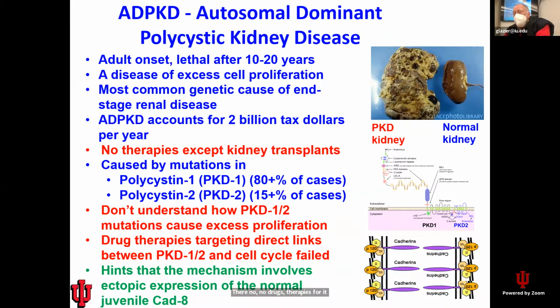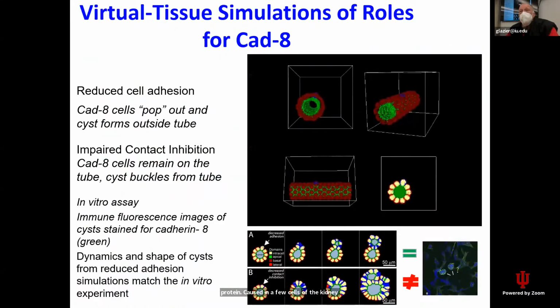There are no drugs or therapies for it. What was not understood was how the mutation led to the cystic phenotype. The mutation is well understood. If you have that mutation, you're almost certainly going to get the disease. If you don't have that mutation, the probability of getting the disease is less than 1 in a million. But the mutation in the cilia didn't seem to correspond to the mechanical properties of the disease. Bob Bacalhau identified that mutation in the ciliary protein caused, in a few cells of the kidney, the expression of an incorrect cell adhesion molecule.